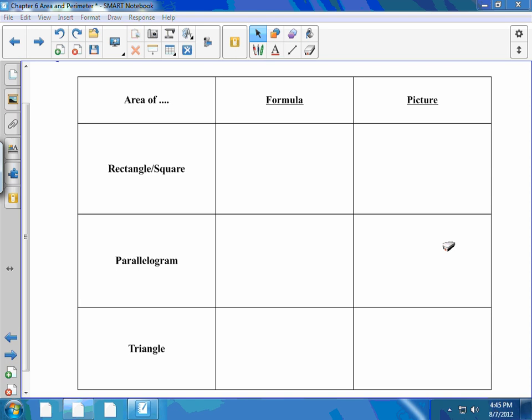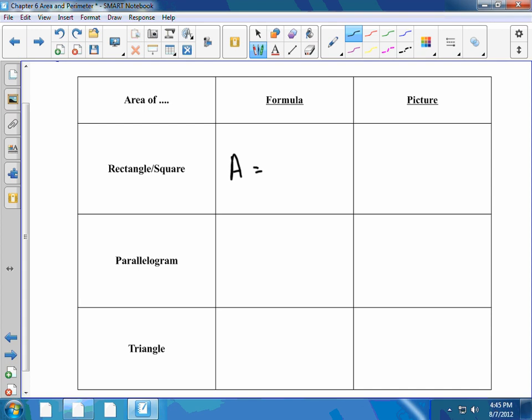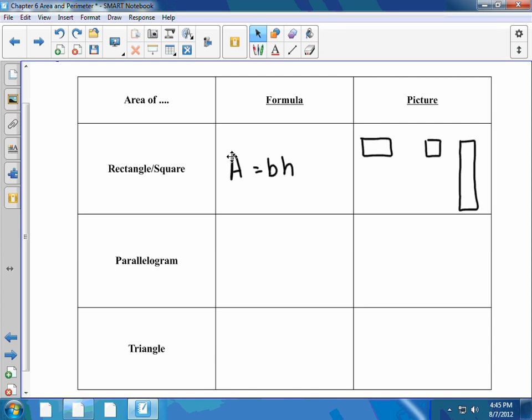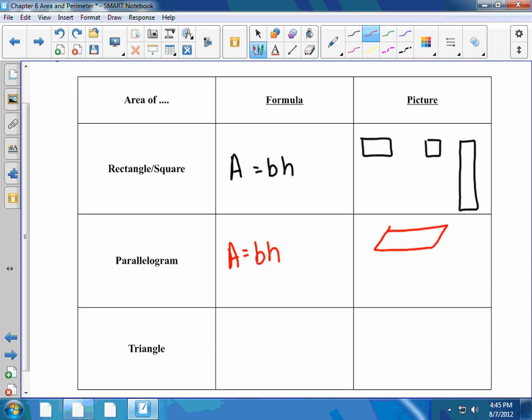Okay, so last time we met, we talked about area of rectangles, squares, parallelograms, and triangles. Just to refresh ourselves, here's the formulas for square. I'll draw a rectangle, so I'll draw some examples. There's a square, there's a taller rectangle. For parallelogram, we discovered that it was the same formula. Remember what a parallelogram looks like. Okay. Slanted quadrilateral. Kind of a slanted rectangle.